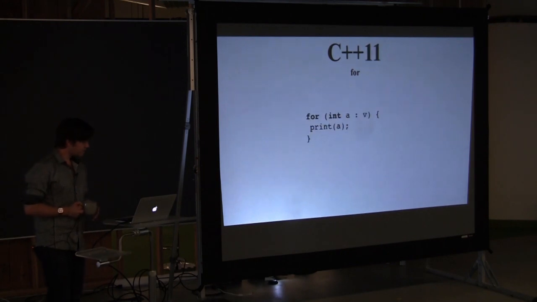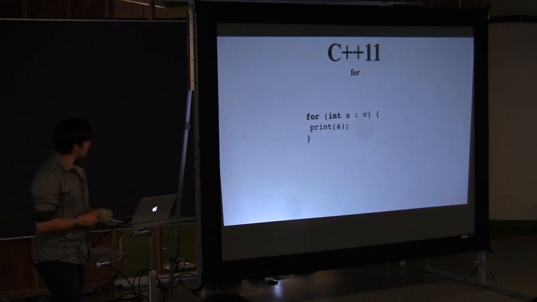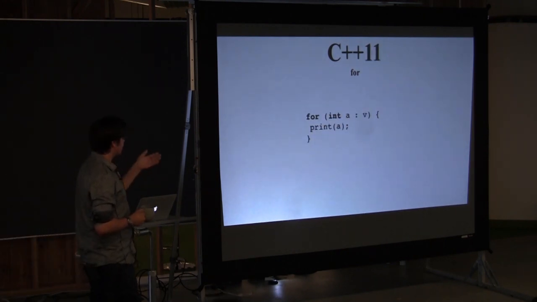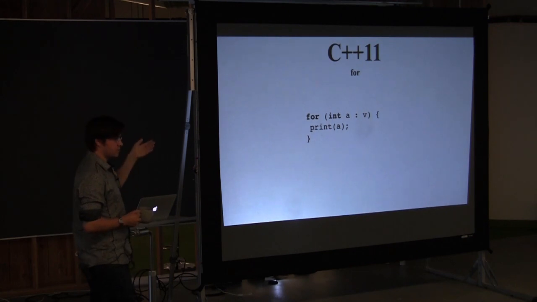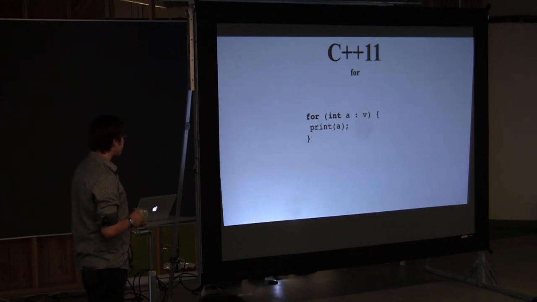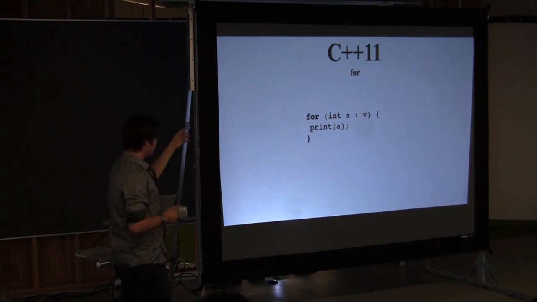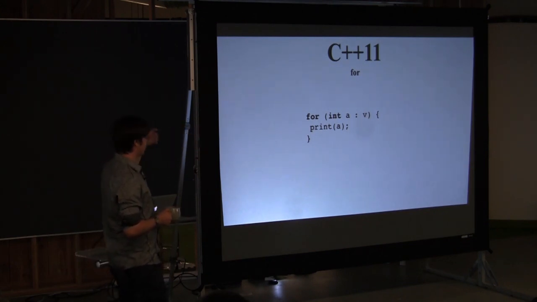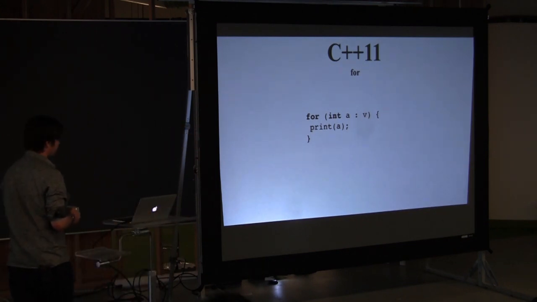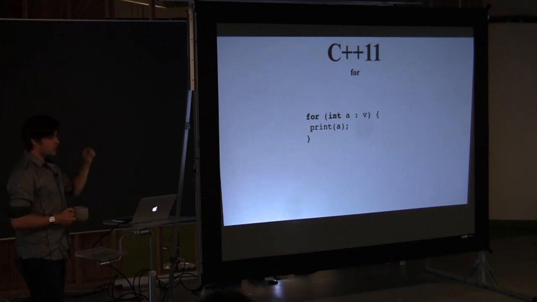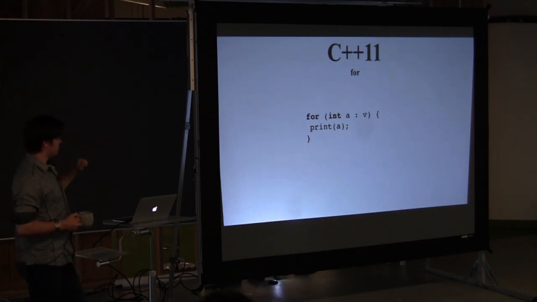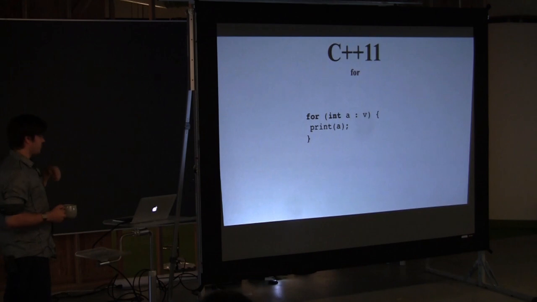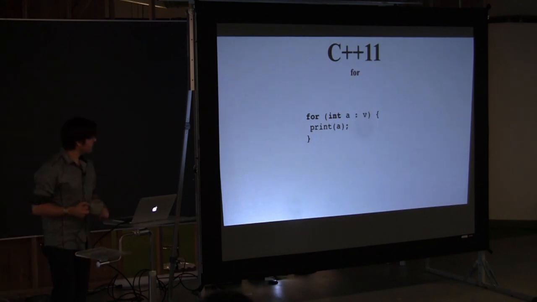In C++11, you can write it like this. You say int a colon v, assuming that v is a container of ints. And this means loop over v, and for each iteration, a is the next item in the loop body. So you can notice that there's no iterator here. There's no way for the loop body to screw you by moving the iterator back and forth.